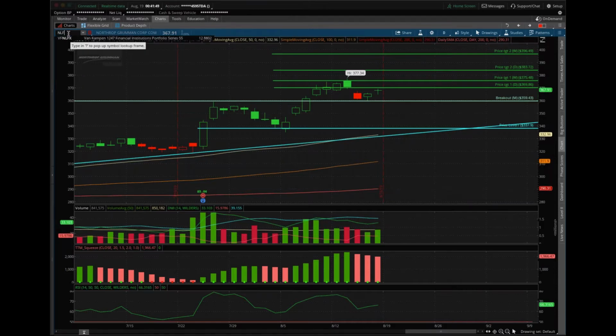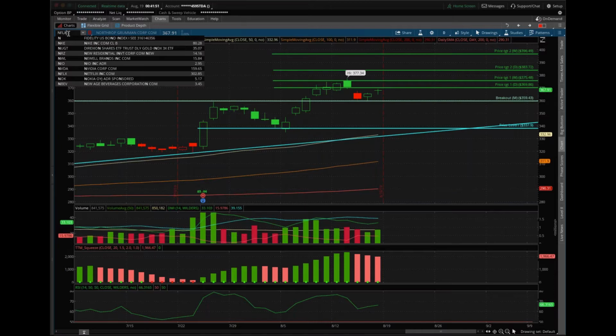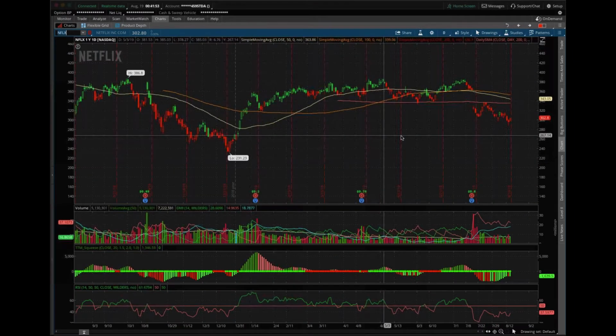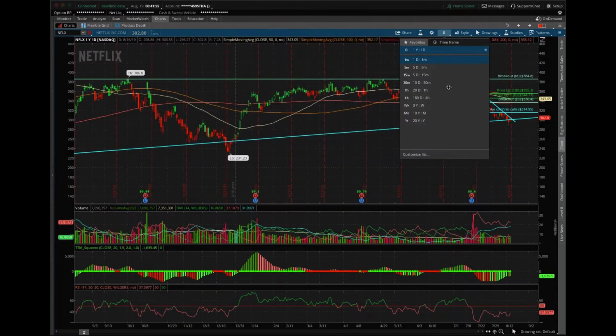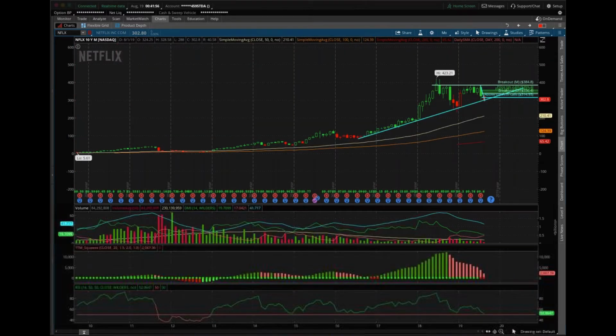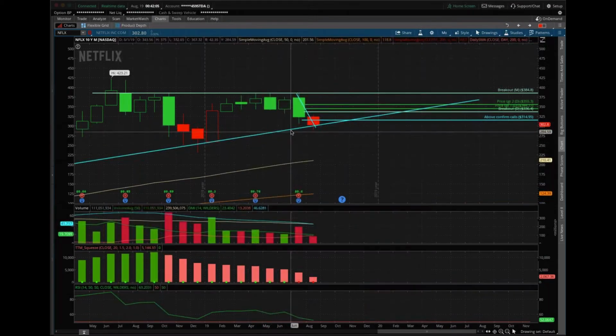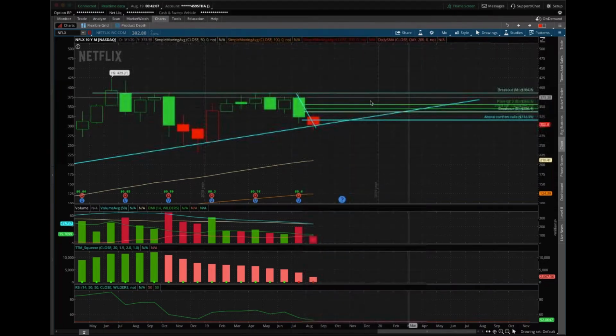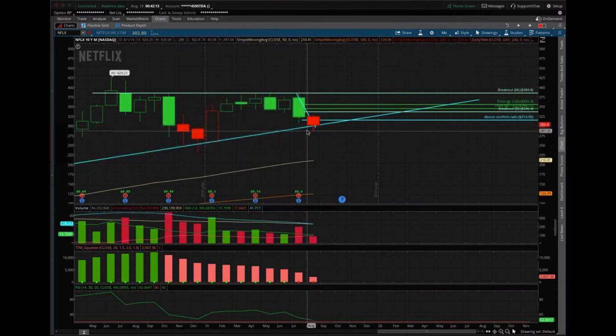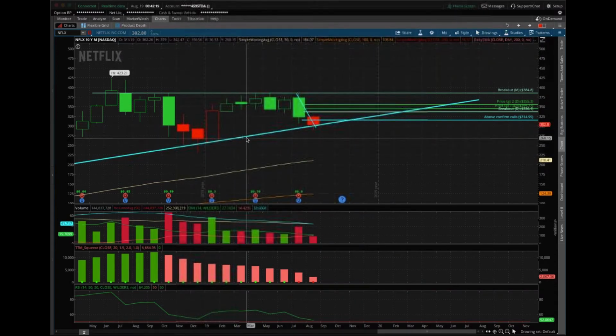See Netflix. Looking at a larger time frame, we see that we have a nice uptrend and a flat resistance line here. So we're creating an ascending triangle on the monthly chart. We still have a lot of room to go sideways, and we're hitting that lower support level here.